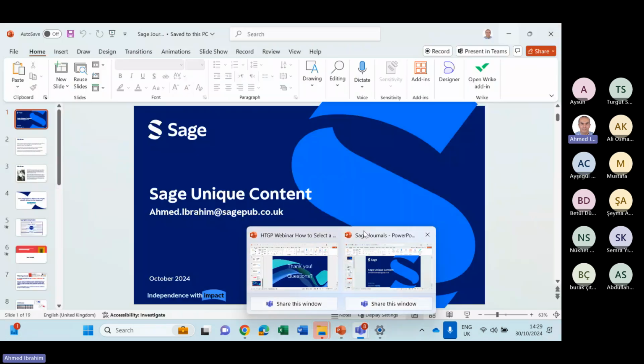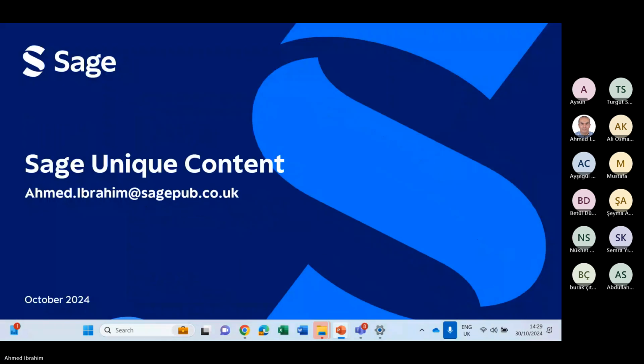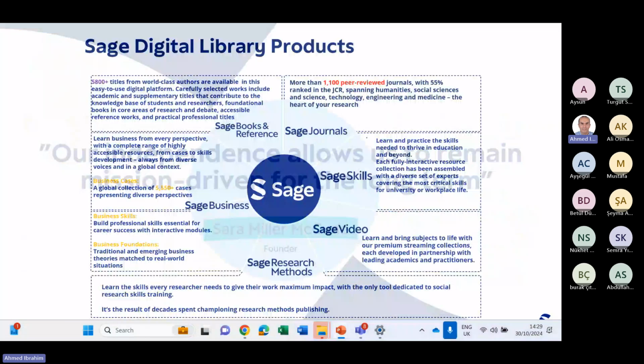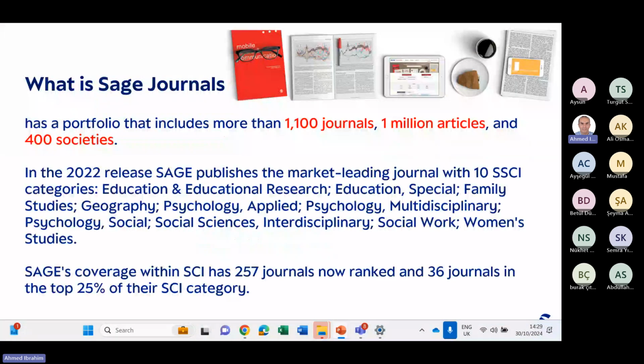Okay, let's go to Sage Journals. I will skip the introduction and go directly to Sage Journals. We will find a portfolio including more than 1,100 journals, 1 million articles, and partnerships with more than 400 societies. Sage coverage within the Social Science Index is 257 journals now ranked in JCR, and we have 36 journals in the top 25 of their Social Science Index category.